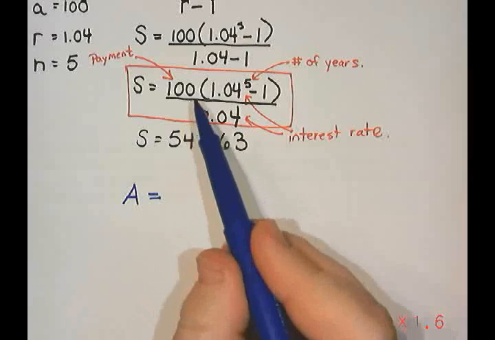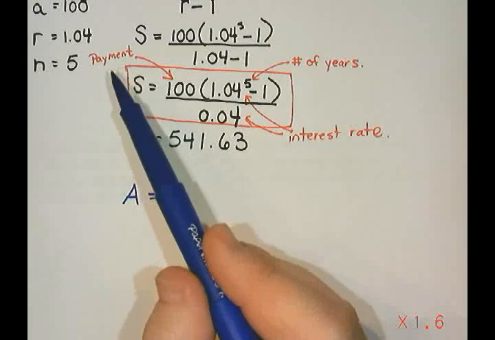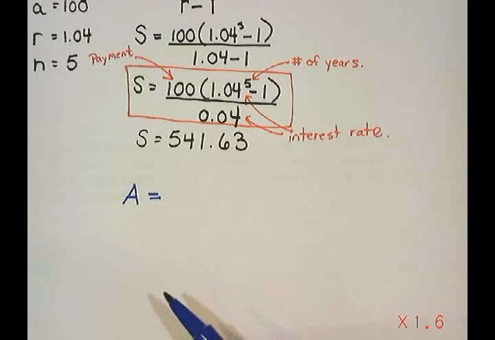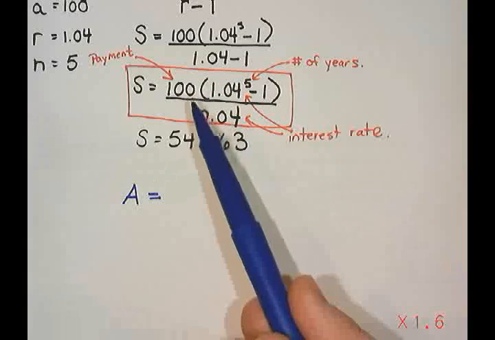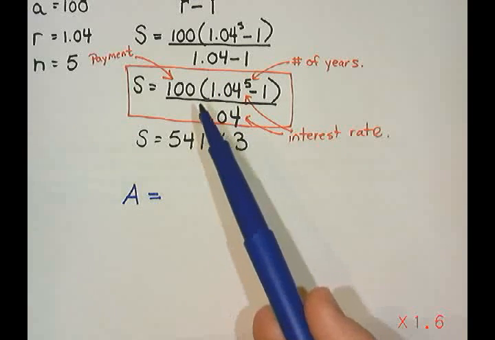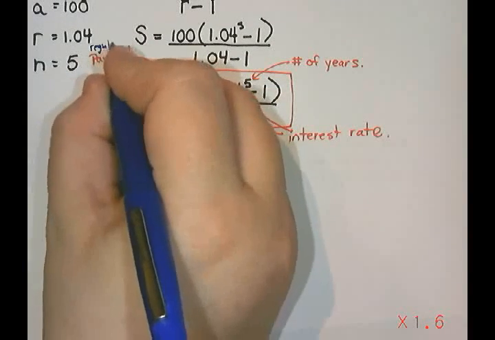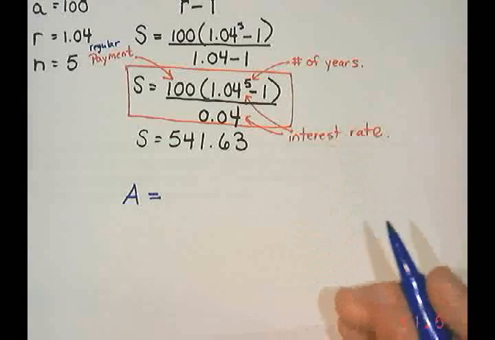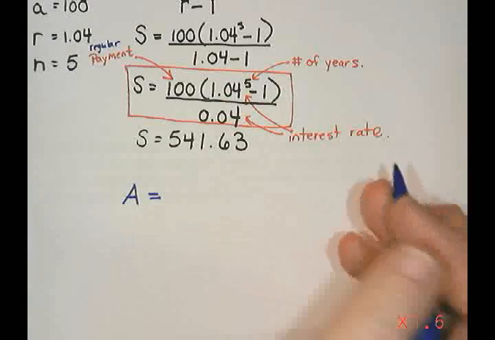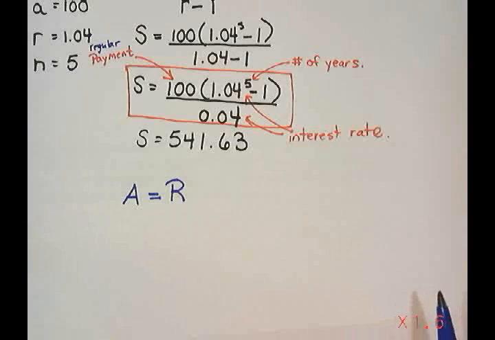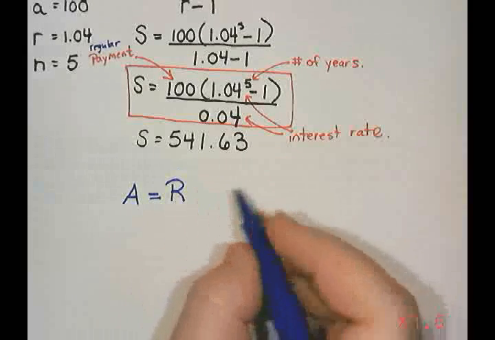Now this $100 we said was the payment they were making. A good letter choice for payment would be P, but in our other finance formulas, P stands for the principal, and the principal is a one-time deposit. So I'm not going to use a P here because that would be confusing. Instead, we say that it's a regular payment because it's made on a regular basis, and we use the letter R. It's not my favorite letter choice, but that's the one that mathematicians decided to go with.